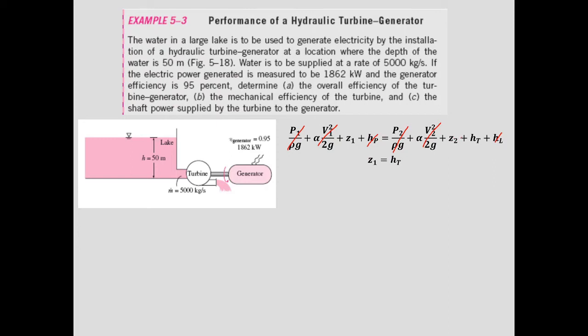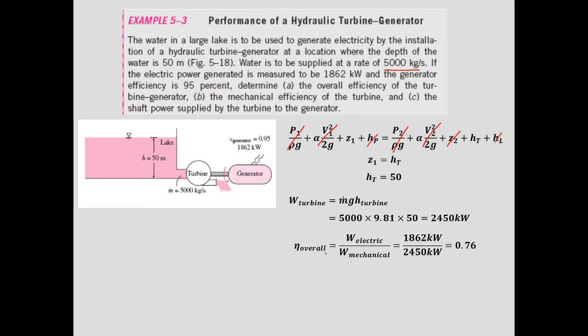Z1 equals HT. Oh, okay, I forgot to cancel Z2, because we consider Z2 is 0. Okay, Z1 equals HT. HT, the head of the turbine, is 50 meter. To calculate the work of the turbine, use m dot g h. Why do we use m dot g h? Because it is given here: the mass flow rate is 5,000 kg per second, so it's easier to use m dot g h. So m dot is 5,000, g is 9.81, and h turbine is 50 meter. So you got the work of the turbine is 2,450 kilowatt.